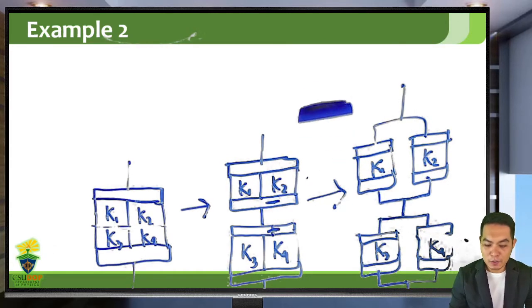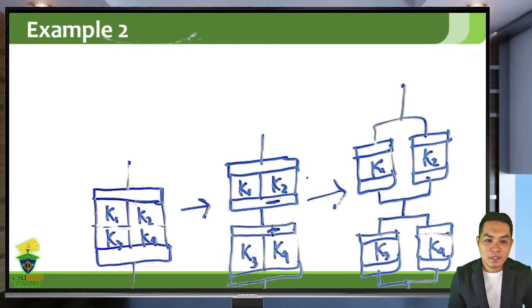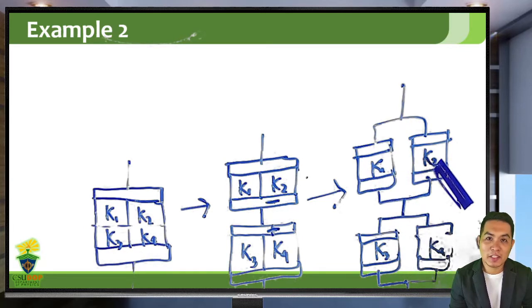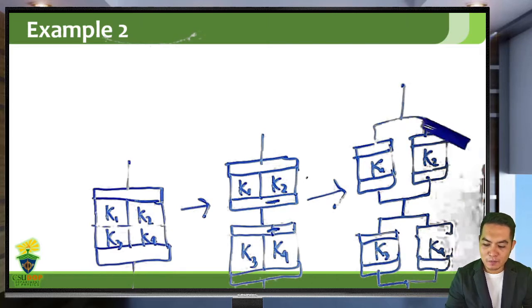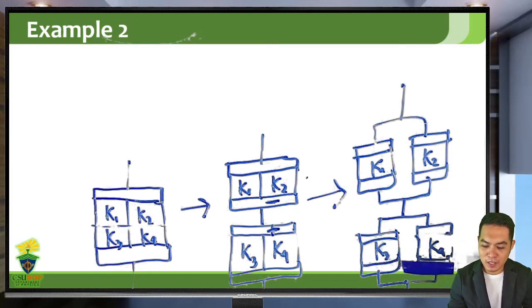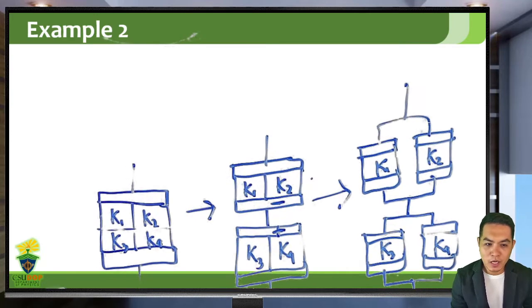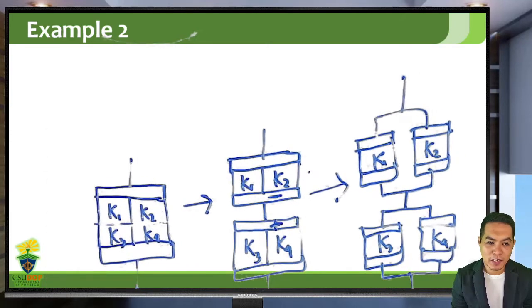So this is actually the equivalent network of this capacitor here. K1 and K2 are connected in parallel, K3 and K4 are connected in parallel, and both these connections are connected in series. Okay, so for the first question, what is now the expression for the capacitance of this network?